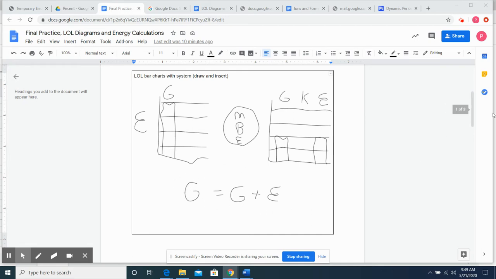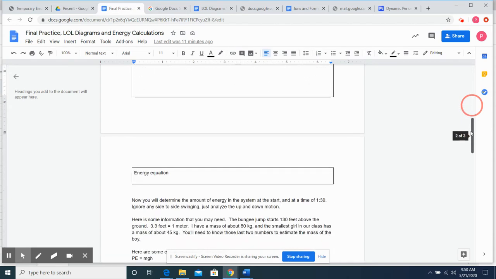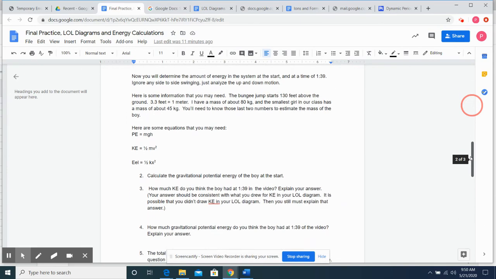All right, now, as you do the mathematical problems for these, you have to keep thinking of your LOL diagram. Some of you had different answers for your mathematical problems than from your LOL diagram. That makes no sense. Your LOL diagram is telling you what's happening with your math. All right, so let's look down here.